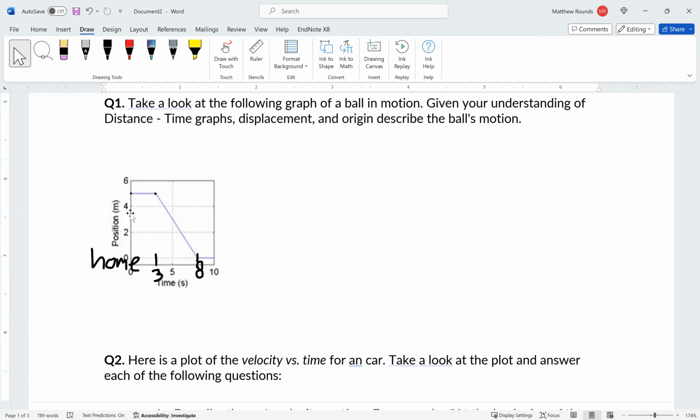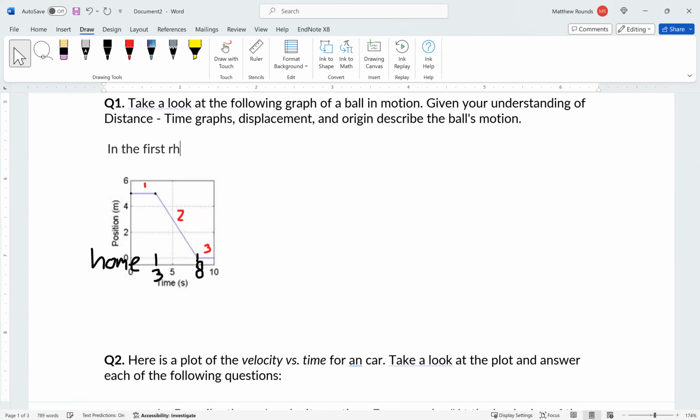Okay. So we now need to come up with some words that convey that. The ball starts 5 meters away. In the first 3 seconds, the ball isn't moving. Then the ball comes to you, returns back to the original position, home, wherever that is, and then it's at rest again. It's not moving. So there's three parts to this that we're looking for. There's what's going on here in 1, 2, and 3. So think of it as 3 sentences.